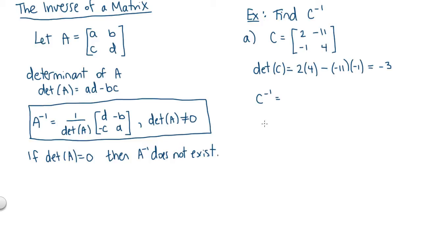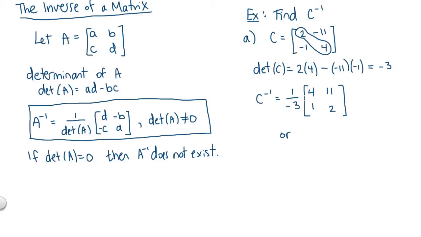We can take a look back at our formula here. We're going to go 1 over the determinant, so 1 over -3. And we're going to multiply that by the following matrix. We're going to go back to our original matrix here, and we're going to swap the elements on that main diagonal. So the 2 and the 4 change places, and the off-diagonal entries are going to change sign. So they'll now become a +11 and a +1. So that is our inverse matrix.